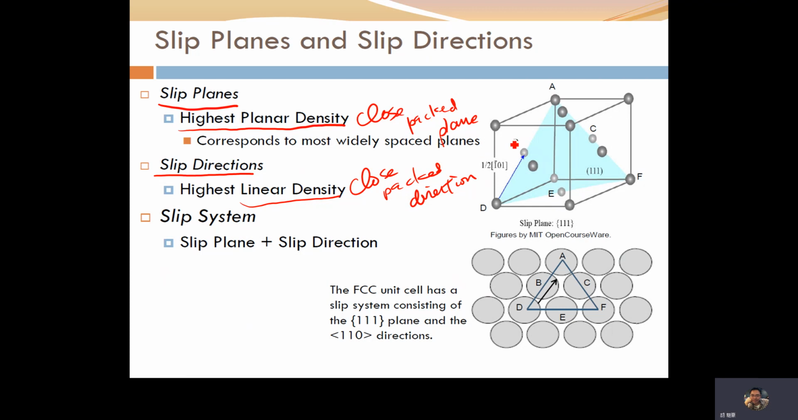Therefore, for FCC structure, the close-packed plane is 111, right? And its close-packed direction, or the slip direction, is the 110 family. If we look at the top view of the 111 plane, this is the 111 plane, and it has the 110 slip direction.